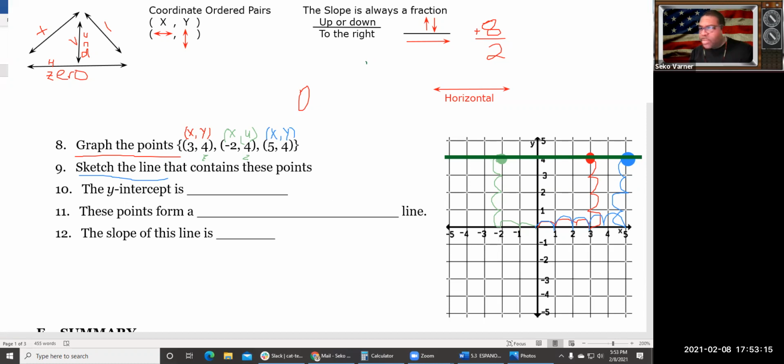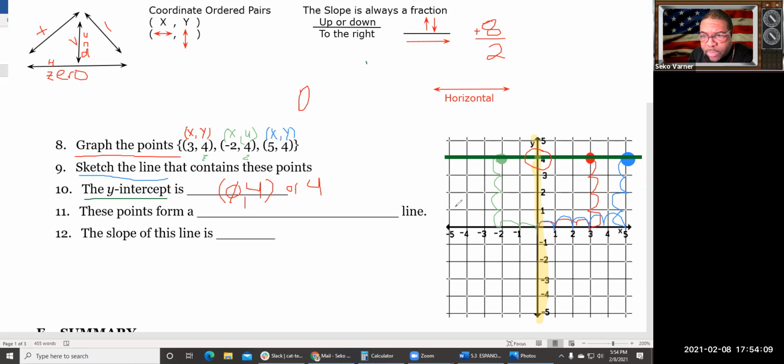Good. All right, so I did number 9. I sketched the points. Okay, the y-intercept. So where does it cross the y-axis? This is our y-axis, remember? Where does it cross? And I'm sure somebody said it crosses right here. So that's 4. And remember, we're doing it in the coordinate form. But if you just want to say 4, you can do that. That'll work. But the teacher's going to expect it in the ordered pair format.